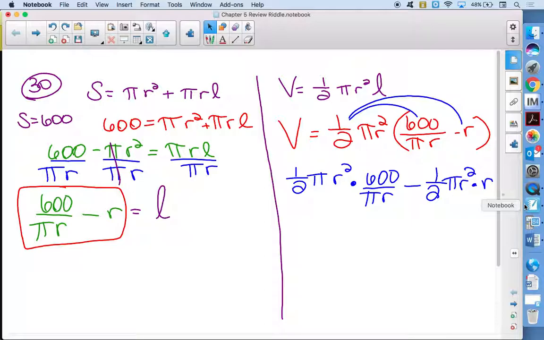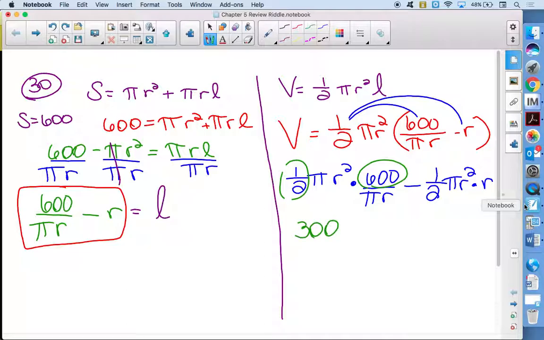So if we try and do some simplifying, we have a 1/2 and a 600. What would they break down to be, Emma? 300. And then pi r squared is in the numerator. It's on the top. So I'm going to write it next to the 300. Pi r is underneath on the bottom. And the next term, we have a minus 1/2 pi. How many r's do we have in that second term? 3, because an r squared and an r make an r cubed.